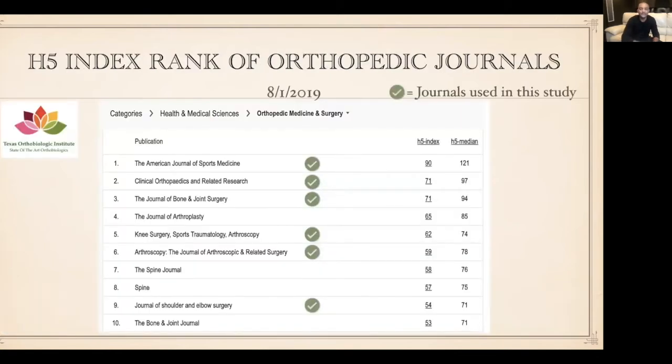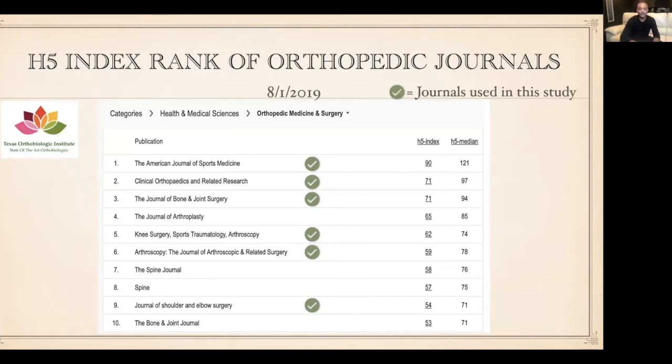This is the H5 index rank of top orthopedic journals as of August 1st, 2019, at the time we did this study. The #1 ranked orthopedic journal was the American Journal of Sports Medicine. The H5 index number was 90. And so what that means is over the prior 5 years, there were 90 articles that had at least 90 citations in the American Journal of Sports Medicine.